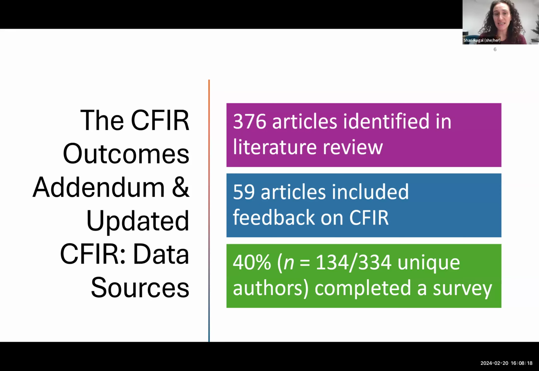So they looked at 376 articles, 59 of which included feedback on CFIR, and then sent out surveys to those authors who were CFIR users as well as CFIR critics and tried to figure out how to improve things. This, as well as some seriously high-level intellectual conversations behind closed doors, occurred over time and resulted in both the CFIR updates as well as the outcomes addendum.